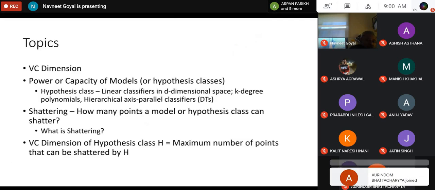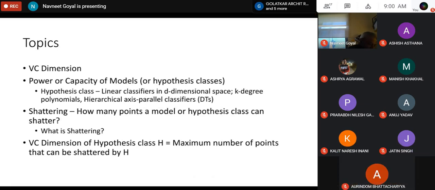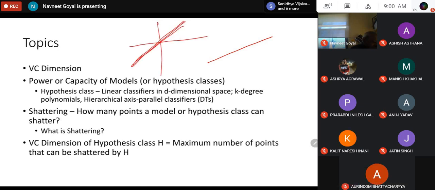So we want to look at the power or capacity of models, of hypothesis classes. For example, if I have a linear classifier, what would be the power or capacity of this model? And if this linear model is restricted to pass through the origin, then what would be its capacity? If it is allowed to be anywhere, then what will be its capacity, and so on. Then I'll talk about different kinds of classifiers today.